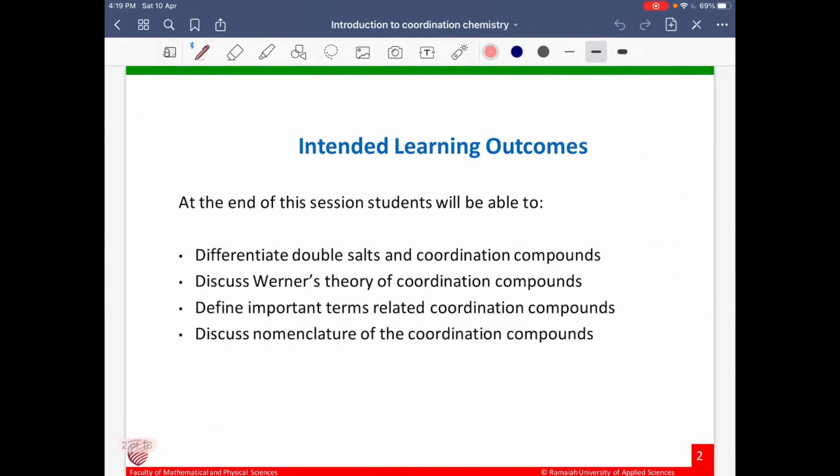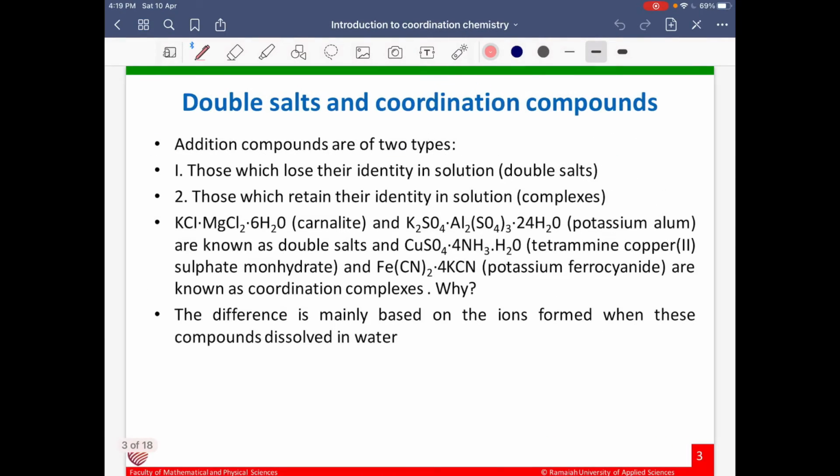After this lecture, you will be able to differentiate double salts and coordination compounds, discuss Werner's theory of coordination compounds, define important terms related to coordination compounds, and discuss the nomenclature of coordination compounds. First, we will study double salts and coordination compounds and their differences.